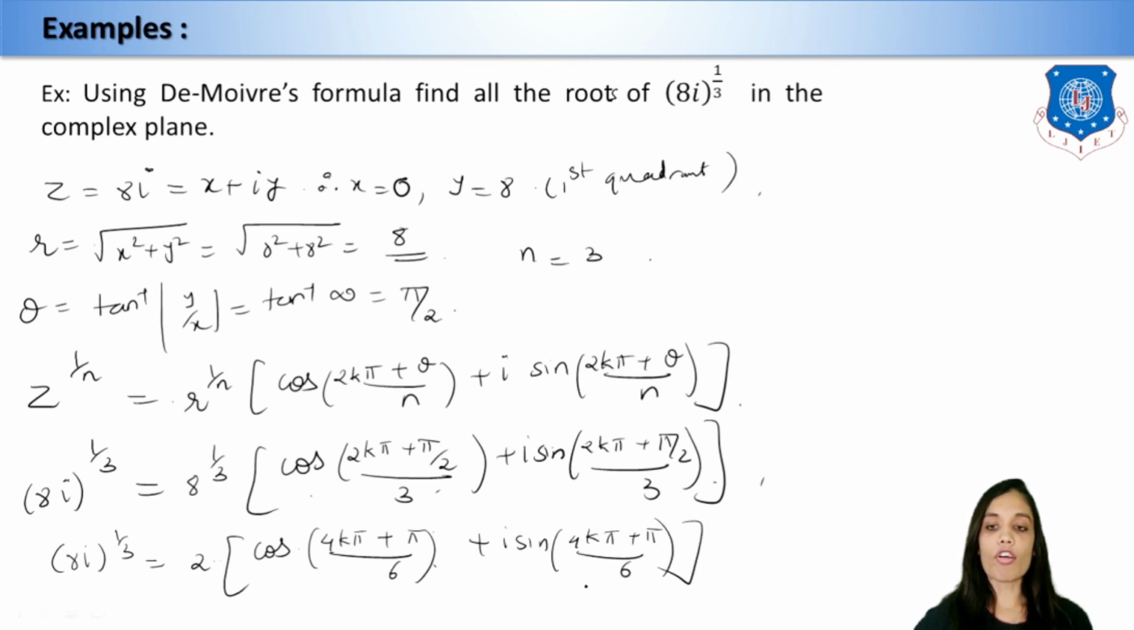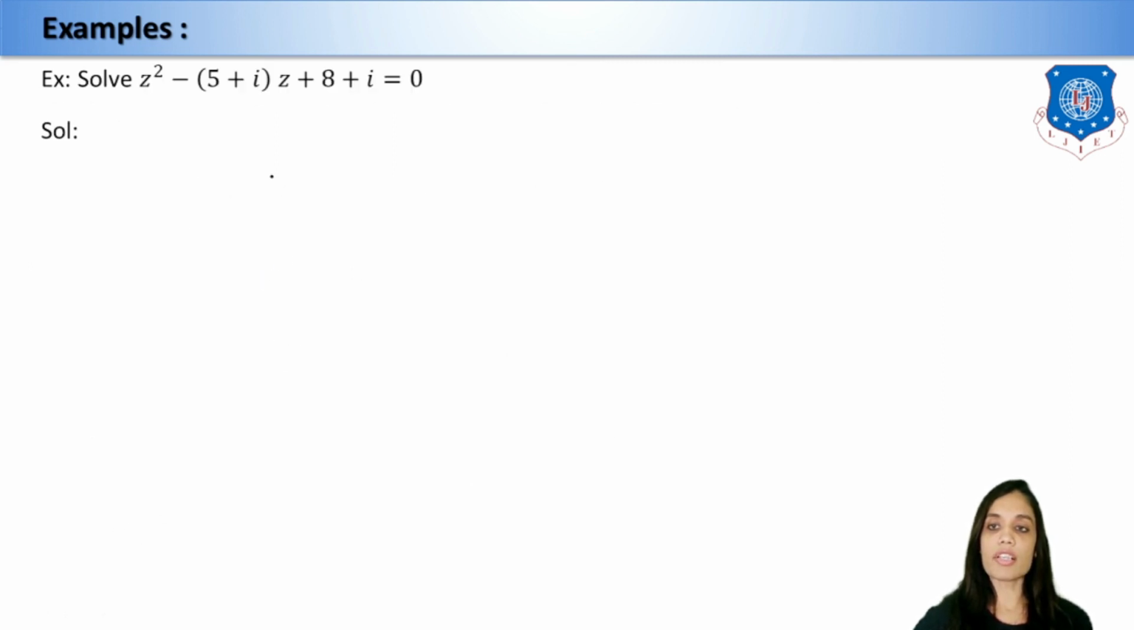You can take pi common also, right? Now if we put the values of k as 0, 1 and 2, we will obtain the required roots of our given complex number. Okay? So in this you have to put the values of k as first 0, then 1 and 2, and you can find the roots of 8I raised to 1 upon 3. So now let us go to the next example.